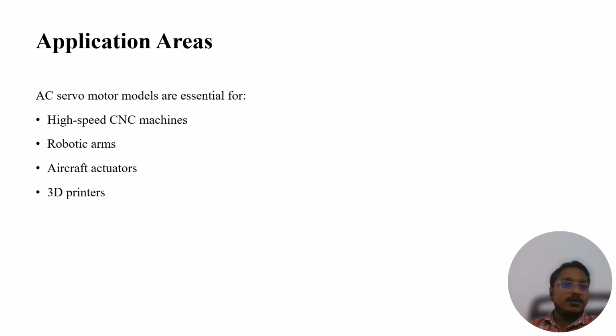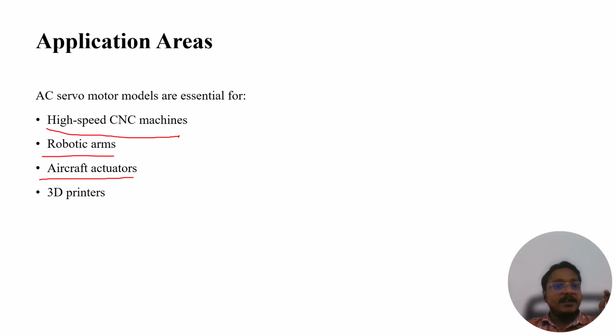Now we need to see the application areas also. As with DC servo motors, which are used in CNC machines, medical equipment, aerospace, and robotics, in the same way here also we need to see where we are using this one. AC servo motors can be used in high speed CNC machines, not low speed ones. In low speed CNC machines, they use DC servo motors. When it is high speed, they use AC servo motors. In robotic arms also the same, and also aircraft actuators.